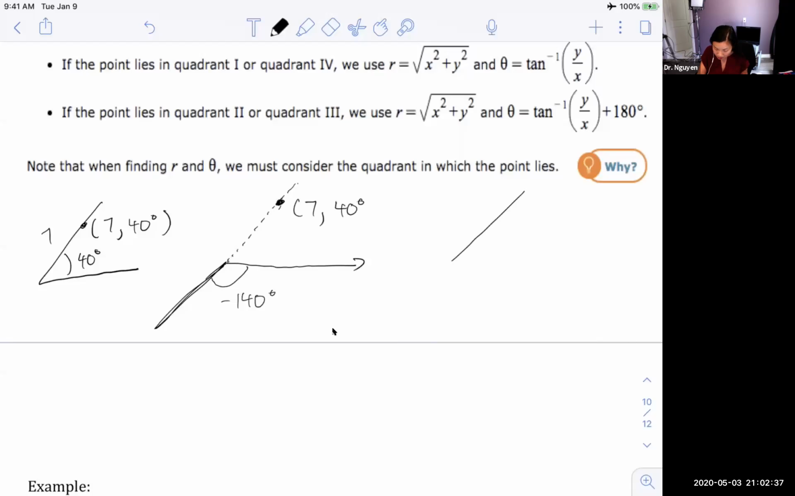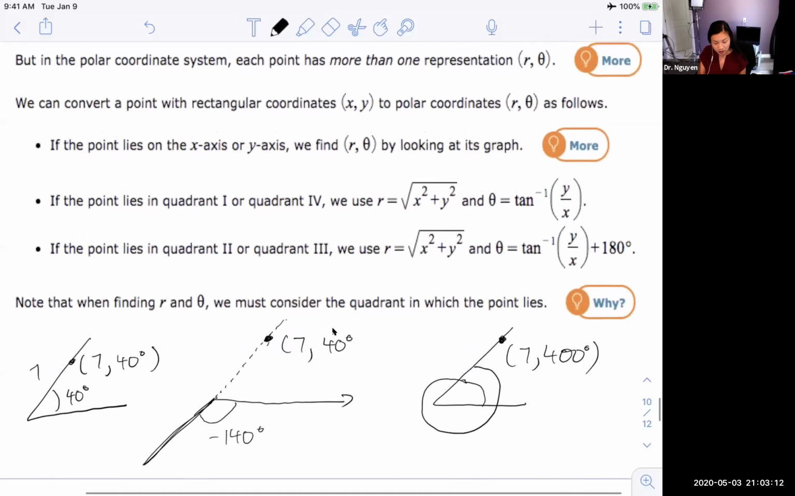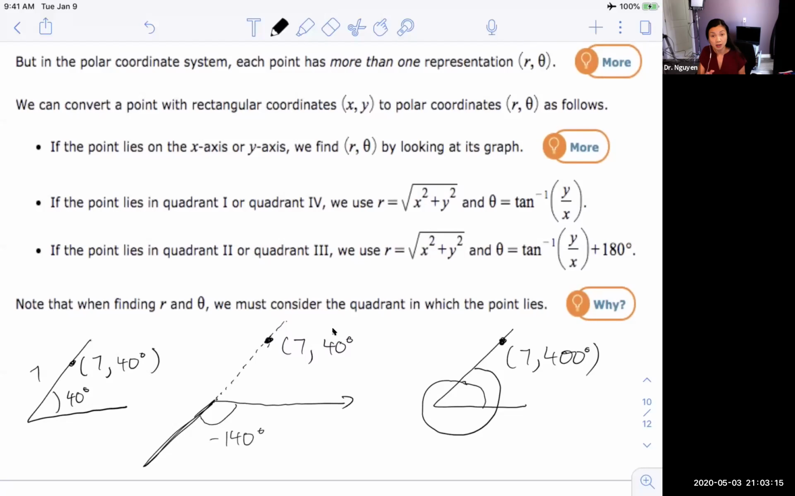Or I can do this. Instead of just going 40, I can go one more round, so I can add 360 to it. I will get the same point, which is 7 and 400. So you see that for one point, we have many representations for it.